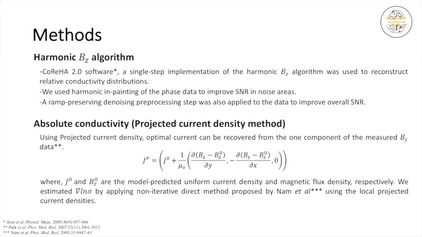Once BZ data had been recovered and corrected, we used either the harmonic BZ algorithm or an absolute conductivity reconstruction method to produce conductivity images. In both cases, data gathered from both current pairs were combined to solve for a representative conductivity value in each voxel. The harmonic BZ algorithm produces relative conductivity images. These images were computed using CoReHA 2.0 software. Absolute conductivity images were calculated via an intermediate step where the projected current density was calculated with the aid of finite element model data. Projected current density data were then reconstructed to log conductivity data using a one-step technique.